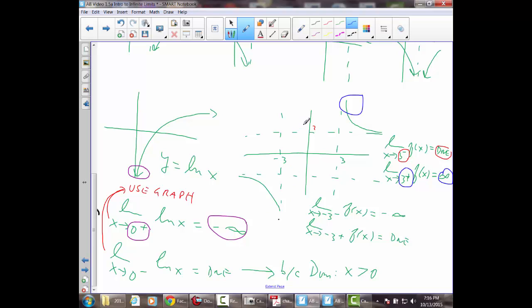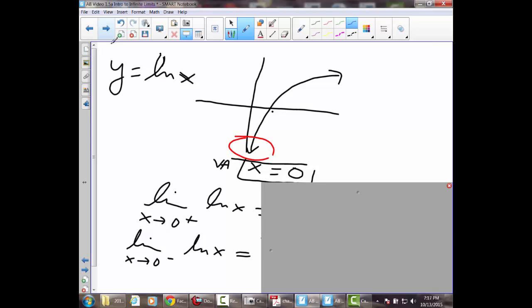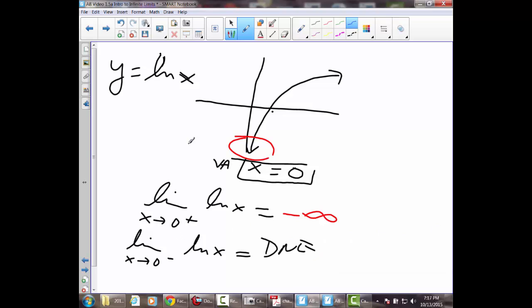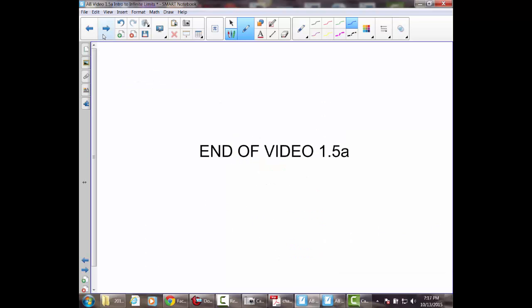Same thing over here. If you approach negative 3 from the right side, there's nothing. If you approach negative 3 from the left side, it's going down to negative infinity. Again, here, limit as x approaches 0 from the right is negative infinity. Limit as x approaches 0 from the left doesn't exist. We already talked about that one.